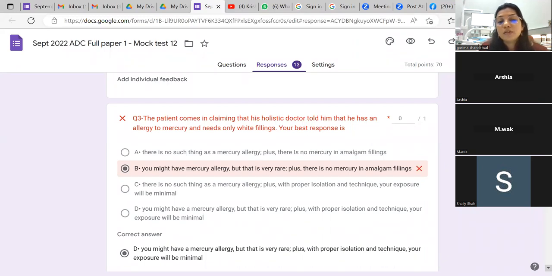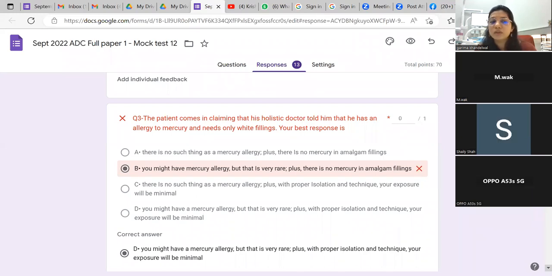Now, if this option had been D, that is, you might have mercury allergy but that is very rare, plus with proper isolation technique your exposure would be minimal, this becomes the right kind of information for the patient. You can have an allergy, we never know, but if we isolate properly, we make sure the mercury touching your skin and the oral cavity is minimal. So this becomes the right answer.